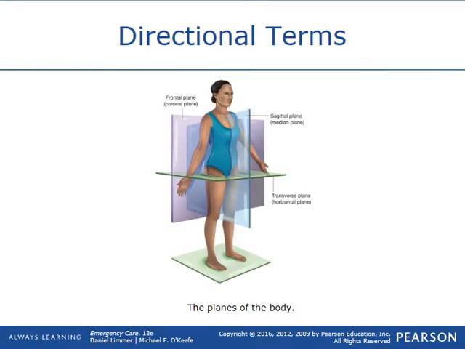Here you see the different types of planes in the body. You've got the transverse plane, which basically cuts you in half just below the waist. You've got the sagittal plane, or the median plane. Think about that as your line that divides the body from top to bottom, just like midline. And you've got your frontal plane, which divides the body into front and back down the mid-axillary line.